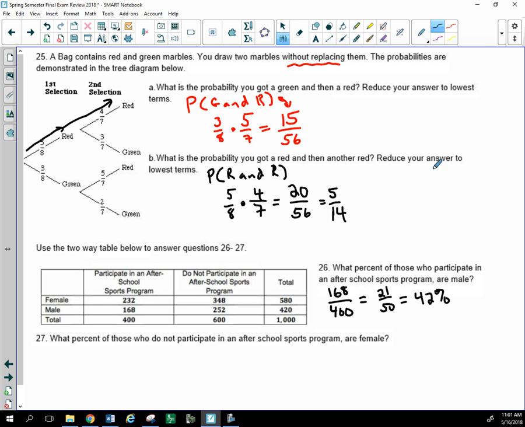And so the next part of this question is asking for what percent of those who do not participate in after-school sports programs are female. So now I go to the do not participate column, and so there are a total of 600 people that do not participate, and then I look at female, and there are 348. So the percent would be 348 females out of the total of 600 who do not participate. Reducing that fraction, I get 29 out of 50, and so that would be 58% of them are female.